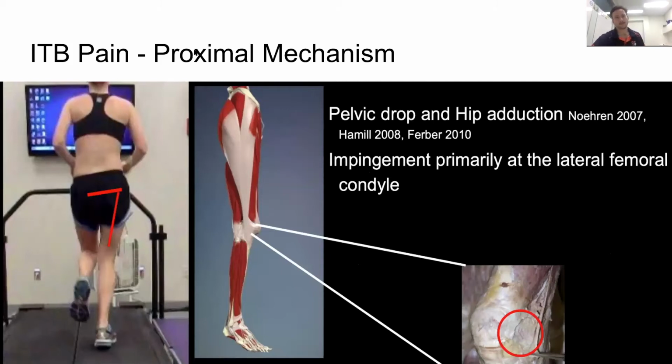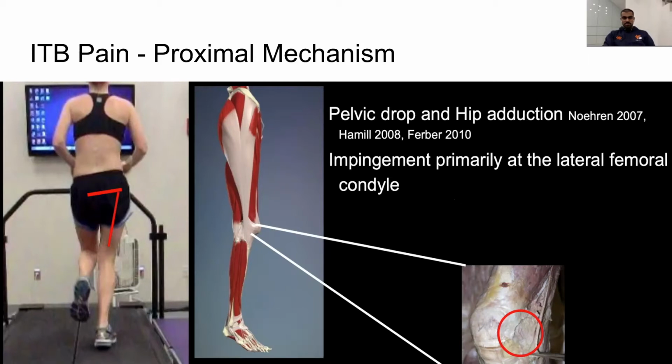So IT band, similar mechanism. We've got that contralateral hip drop, hip adduction and internal rotation. We've then got impingement of the IT band right next to the lateral femoral condyle. I don't know if you can see my mouse, but you can imagine a little bit of gapping at the tibiofemoral joint. So that lateral edge is getting compressed, and the impingement occurs with the IT band. Any questions with those two?